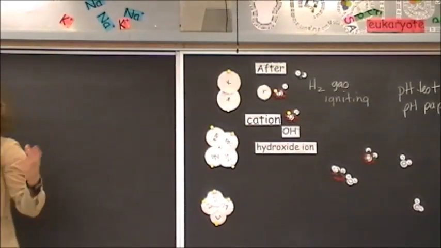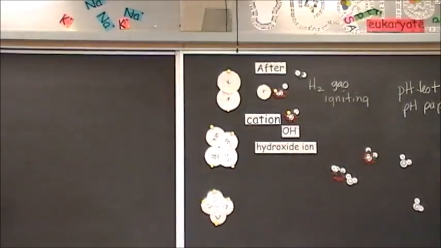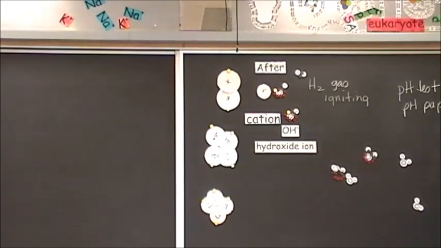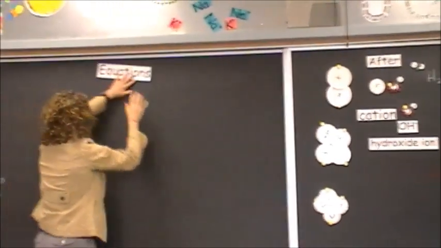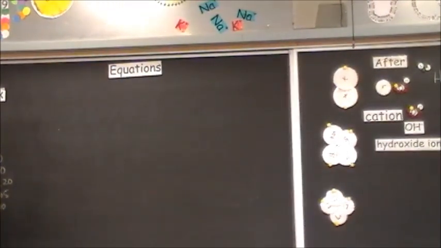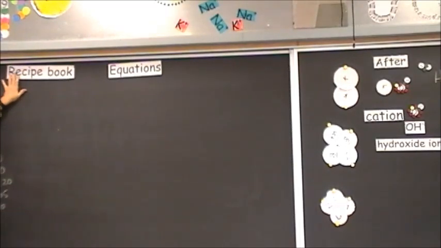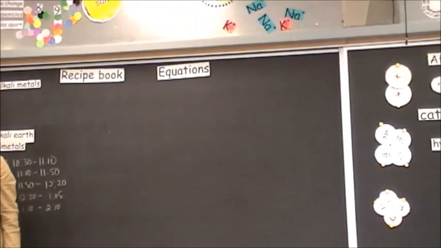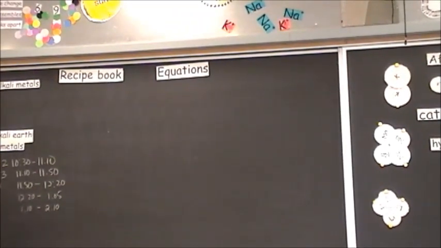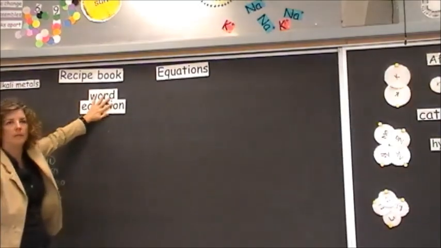The story of how we tell exactly what happened, because what we did was we broke down that chemical reaction into steps, is we do this by writing out equations. We're moving into the criteria for what you're going to write in your recipe book. The first thing we're going to write is we're going to describe what happened, the story, using a word equation.